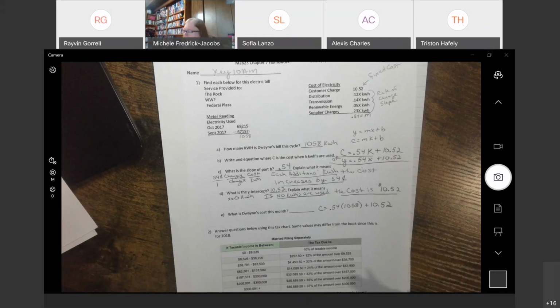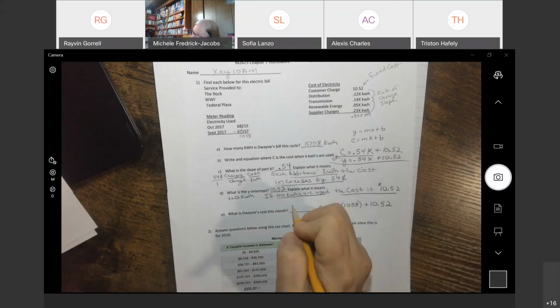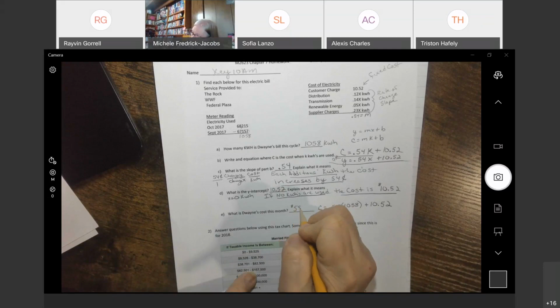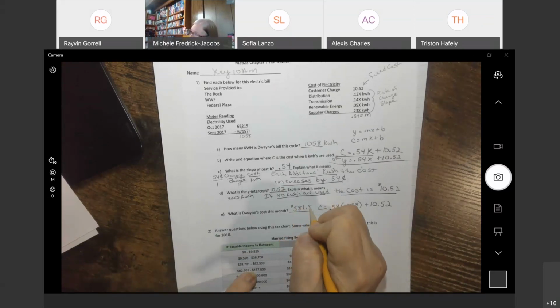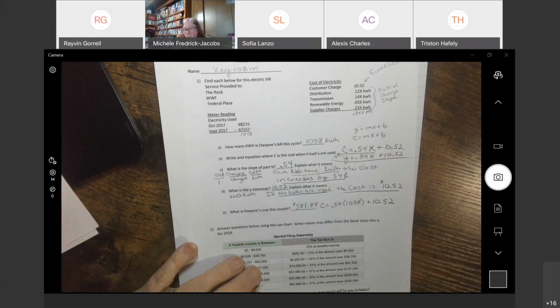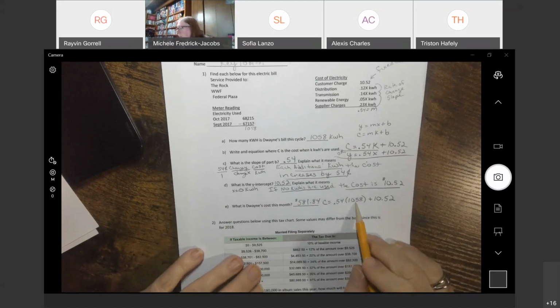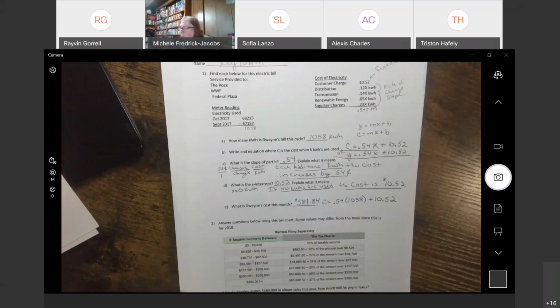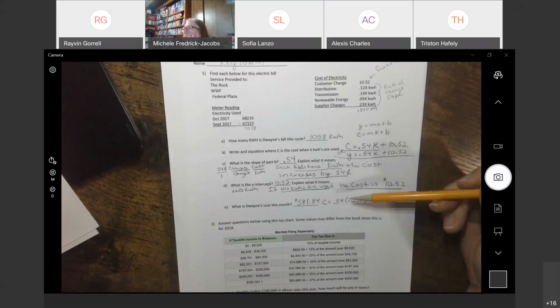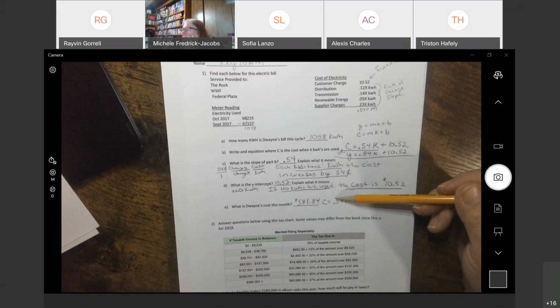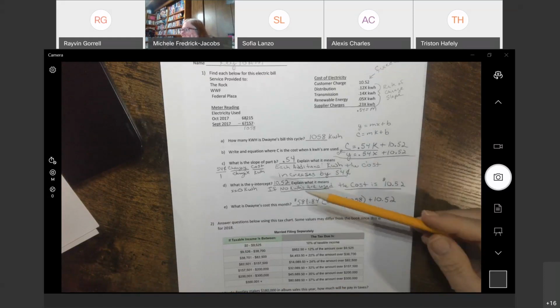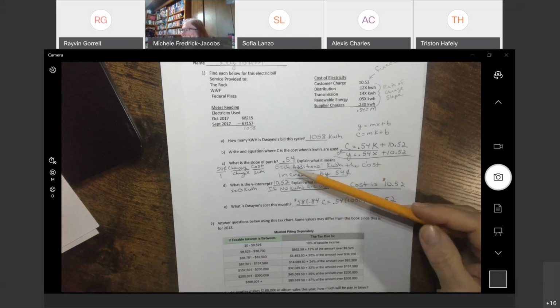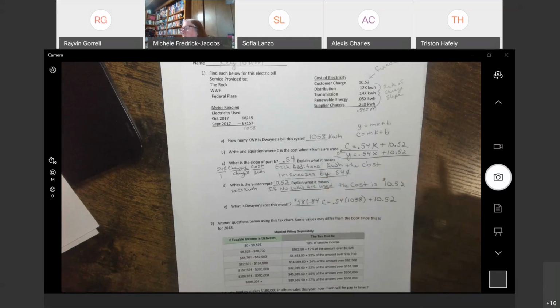Does anyone want to say what they got? I got $581.84. That's what I got. So you just multiply these two and then add the $10.52, and you should get $581.84 for the month of October. Any questions on that? So other than the two parts where we explained on C and D, you can just fill in the line. You didn't have to write any other part. Any questions on that?